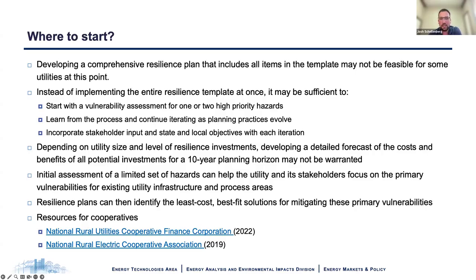It could be wildfire out west, could be storms in the eastern part of the country or Midwest, and really learn from the process and continue iterating as planning practices evolve, as the data evolves, new data comes in, new approaches. And then it's important to incorporate the stakeholder input and the evolving state and local objectives with each iteration.